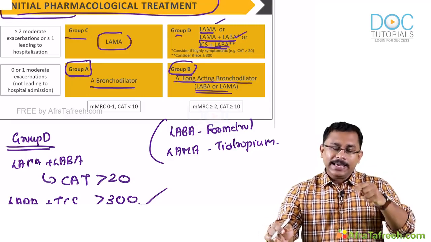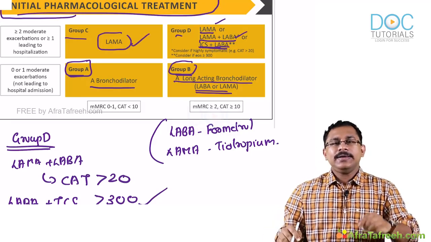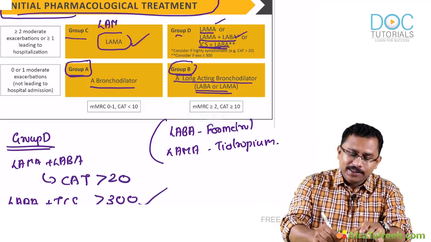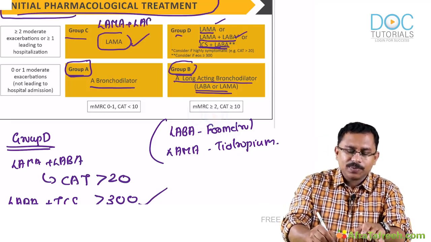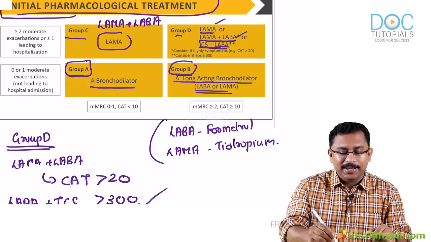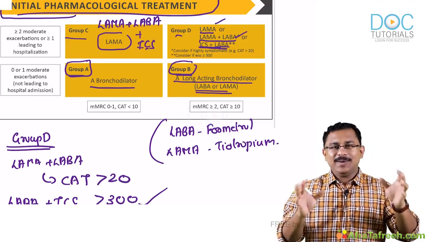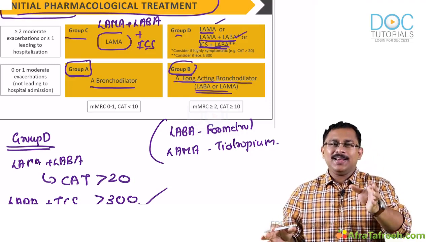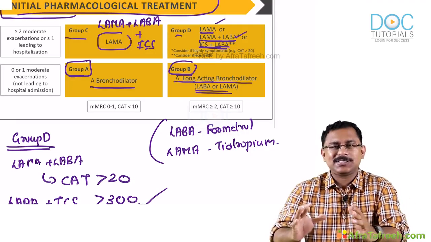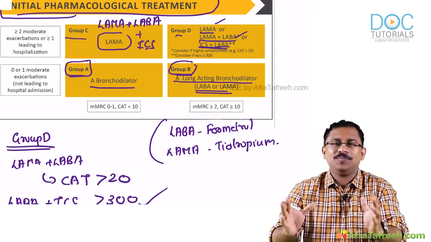Now remember, even if the patient is Group C, you start with LAMA. If it is not controlled with LAMA, you can think of adding a LABA also. And if it is not controlled, you can think of adding an inhaled corticosteroid also. So it doesn't mean that you should strictly restrict your treatment to LAMA alone. You can add as per the patient response. But this is the overall general guidelines that you have to follow.